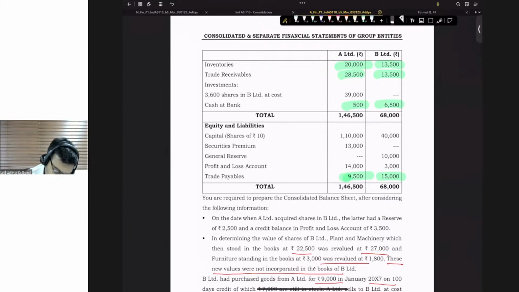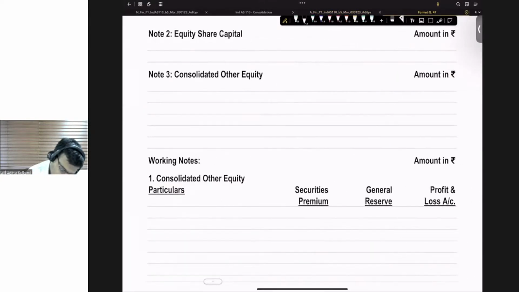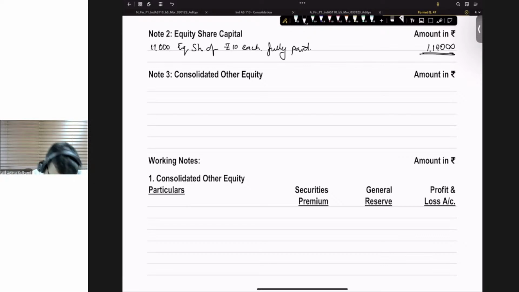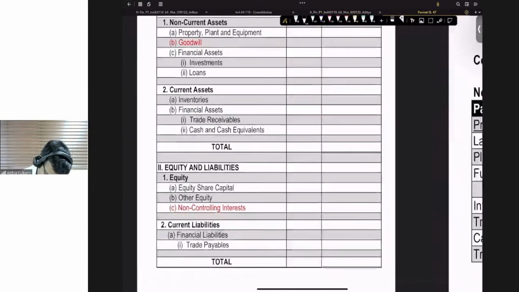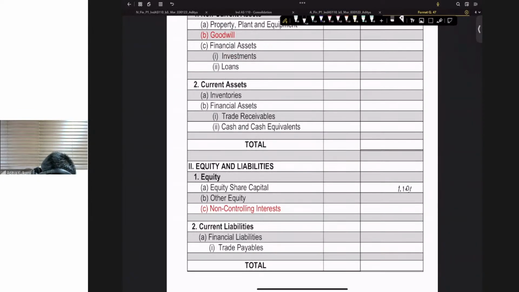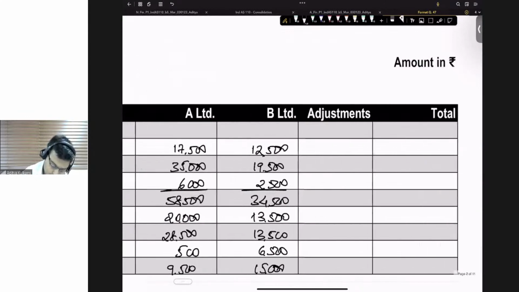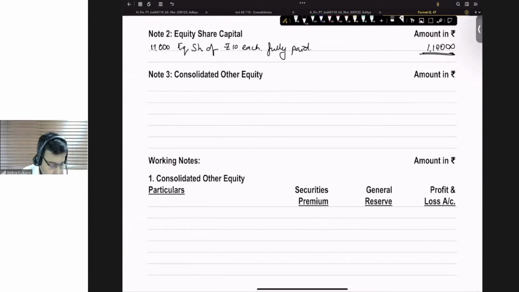Now equity share capital of the parent, let us record 10 each. Okay, so that gives me 11,000 equity shares of rupees 10 each, fully paid. 1,10,000. So post it in the balance sheet. Equity capital 1,10,000. Okay. Consolidated other equity, you are going to have all these items which are going to come in there. So we will leave that as it is.